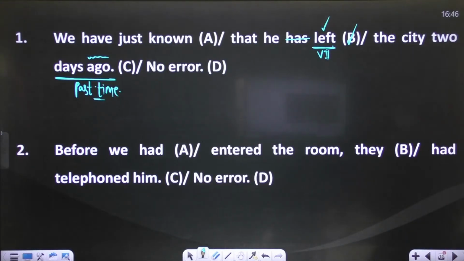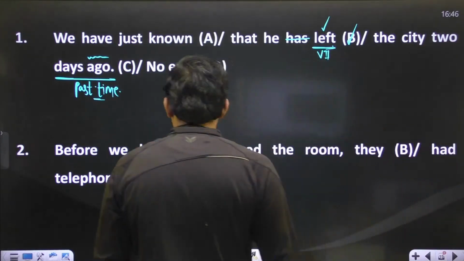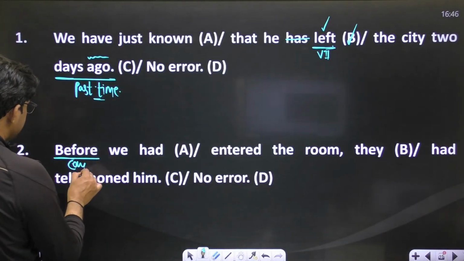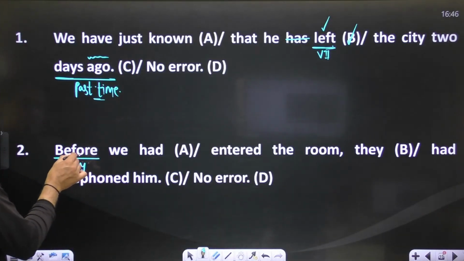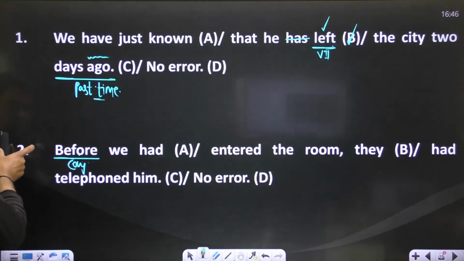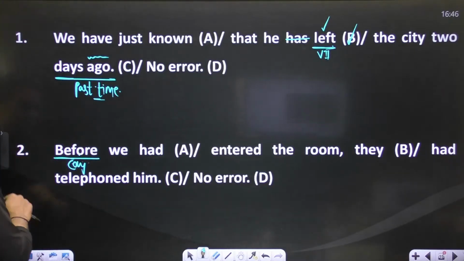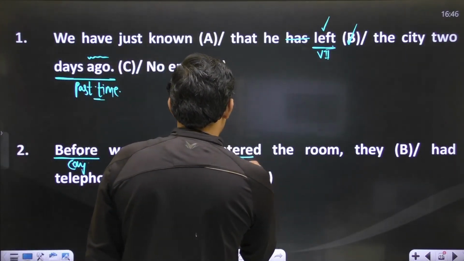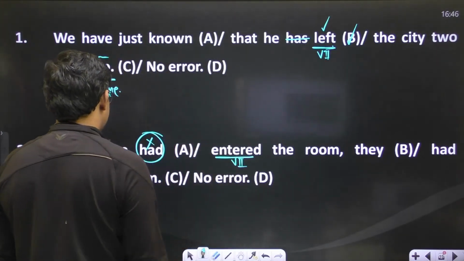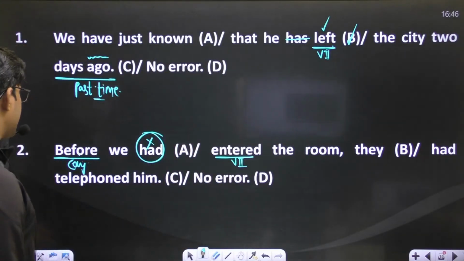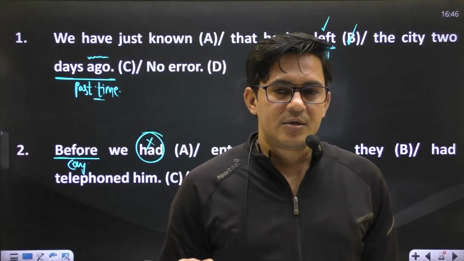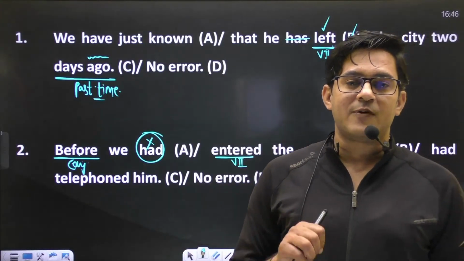Before we had entered the room, they had telephoned him. Whenever you get this conjunction "before", it demands past perfect tense in the clause before it, and after the conjunction "before" we use past indefinite. So to make it past indefinite, drop "had". The sentence will be: before we entered the room, they had telephoned him. And you know why we use these two conjunctions, before or after?